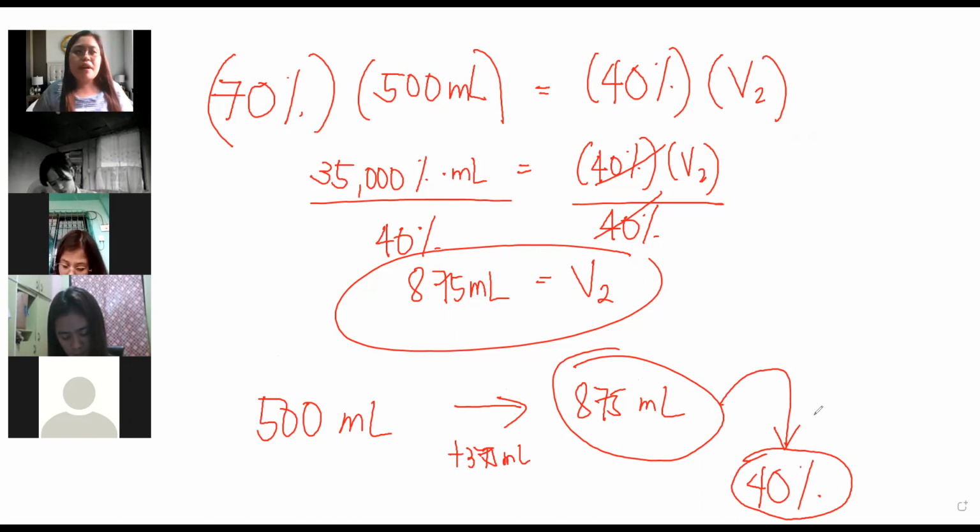So always remember, in dilution, when you are looking for C2, class, your answer is correct if the concentration goes down. But if you see that the second concentration is bigger than the first, most likely your answer is wrong, because our goal is to bring down or decrease the concentration of our solution. It becomes a diluted solution. Okay? Questions?